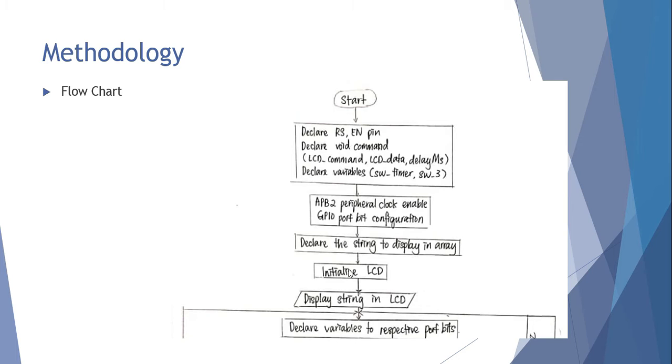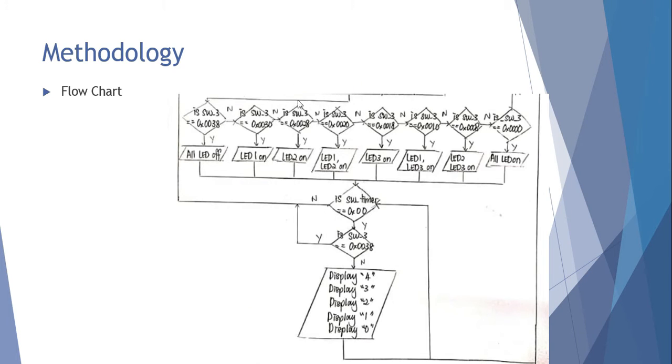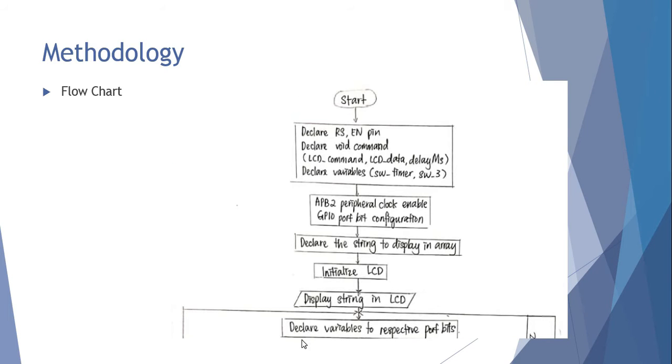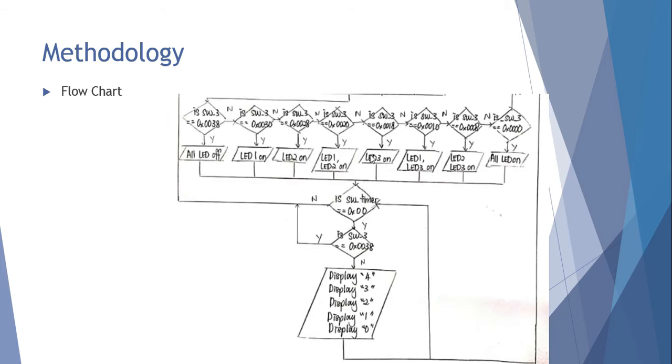Next, it will declare the variables to the respective port bits and check the condition of the SW3 variable one by one. If it fulfills the condition, it will display as the flowchart shows. And after checking the condition of the SW3 for the last one, if the condition of SW3 does not meet this requirement, it will return to the declaration of variables again, and we check the variables one by one again.